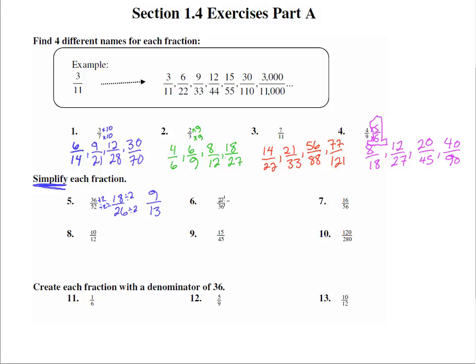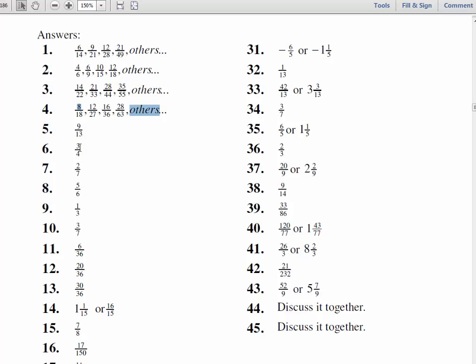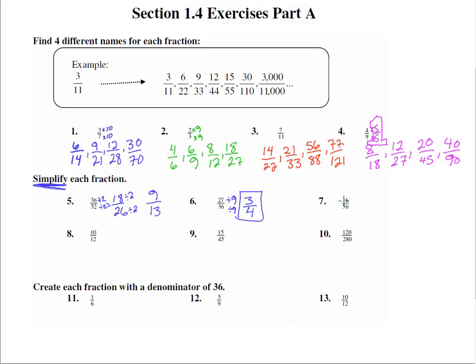Number 6, 27 over 36. Now a 3 goes into both of those. 3 times 9 is 27, and 3 times 12 is 36. But I think also a 9 goes into them. Let's see if we can do it all at once. Divide by a 9, divide by a 9, and we get 3/4. So let's check our answer. 3/4 indeed is correct.